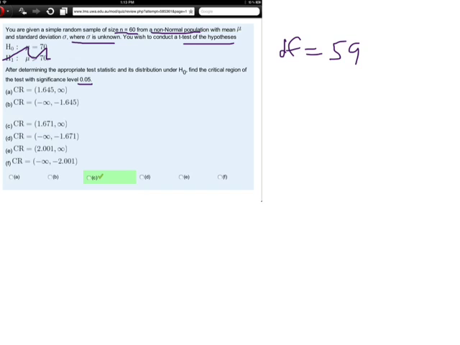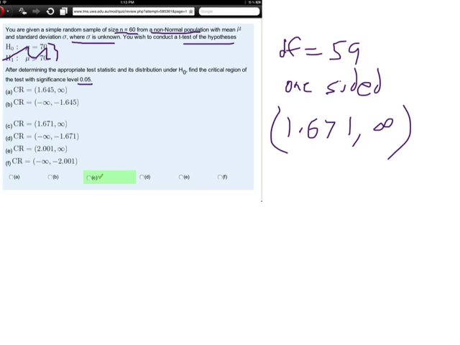You'll find that the critical value with a one-sided hypothesis test, so it's one-sided, with a one-sided value in the top, you'll find that it's actually 1.671. And because, well, I guess the only relevant thing here is the hypothesis 1, or the alternate hypothesis, it was going to be greater than 70, so this is going to be from 1.671 to infinity, and that is the answer. So I hope that makes sense.